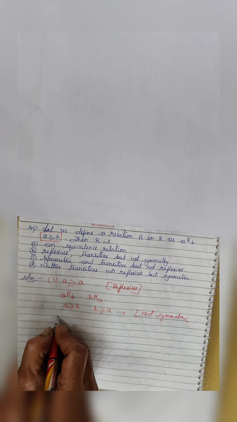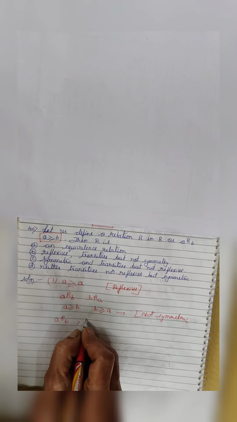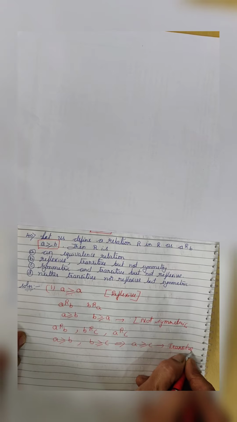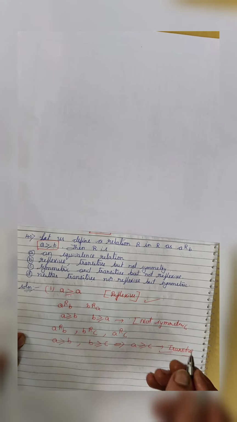And we will have A related to B, B related to C, and then A related to C. So if we write the relation here, A is greater than or equal to B, then B is greater than or equal to C. It implies A is definitely greater than or equal to C. So it is transitive. And the option is, it is reflexive, transitive but not symmetric. Option is B.